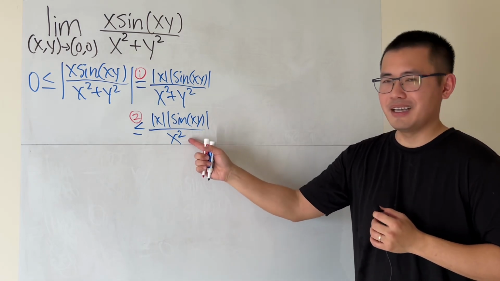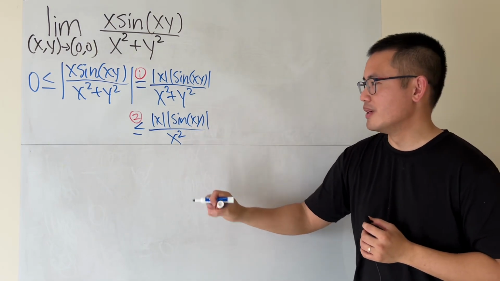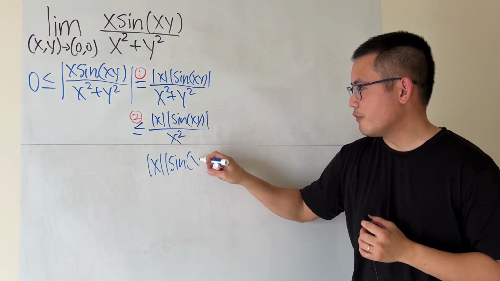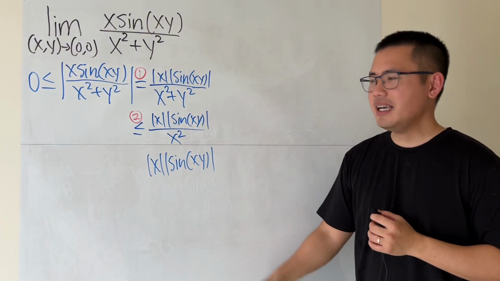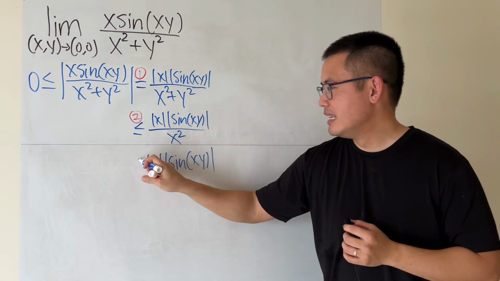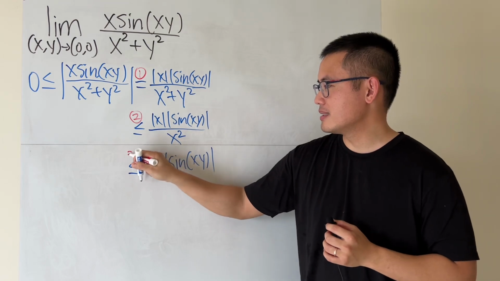Next, I don't like x squared, so why don't we take it away too? So we have the absolute value of x times the absolute value of sine of xy. Again, I take away x squared, so this thing must be less than or equal to that, right? Now that's step number 3.